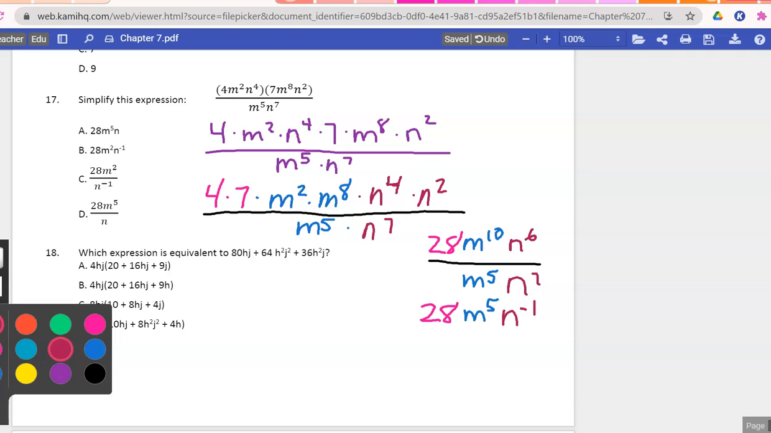So that's your last step to simplify, but remember, you're not allowed to have negative exponents in your answer. So the 28 and the m to the 5th are going to stay on the top, and that n to the 1st, or just n, has to move to the bottom, which looks like answer choice D. Don't forget your exponent rules.